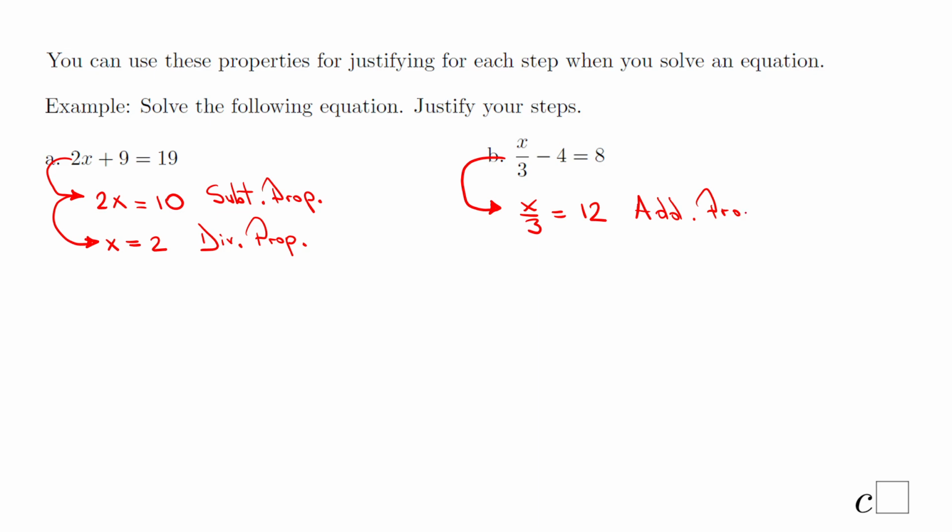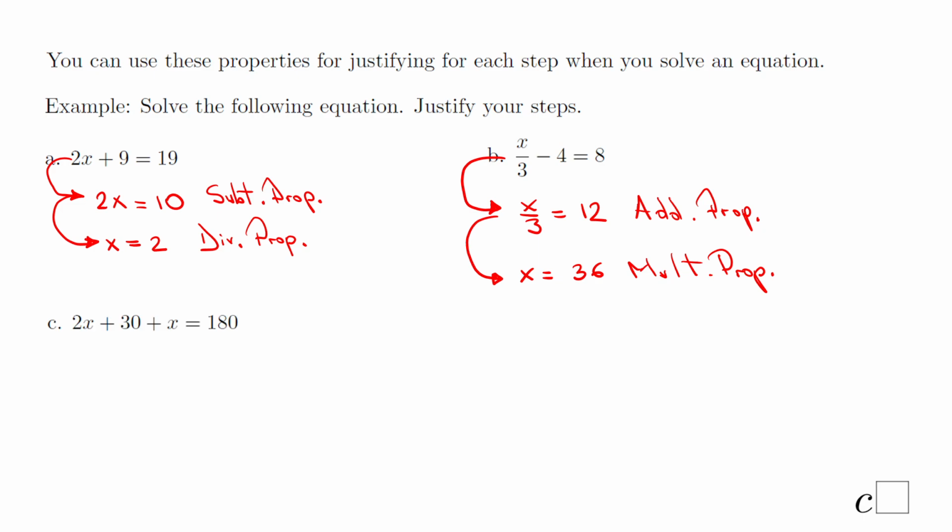of the equality. And now if I want to solve for x, I need to get rid of this 3, so I'm going to multiply by 3 to get rid of this 3, so I'm going to get x equals 12 times 3, that is 36, to go from here to here. And that is the multiplication property of the equality. I'm going to write the short way like this.